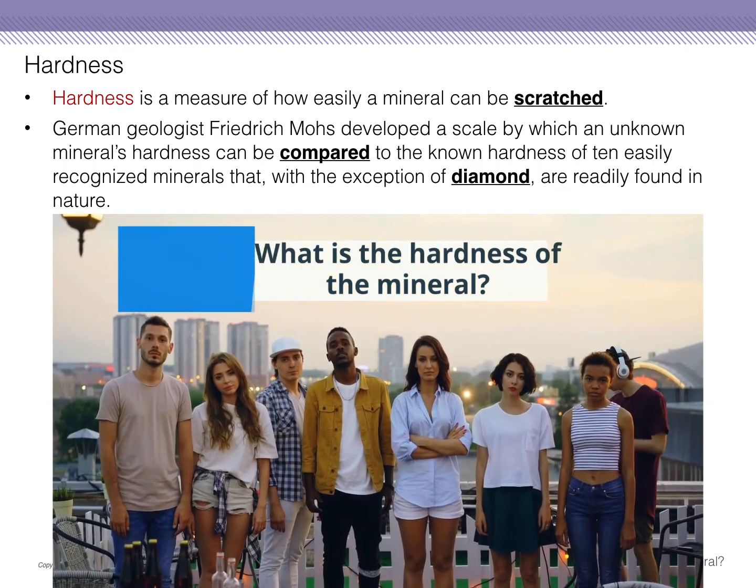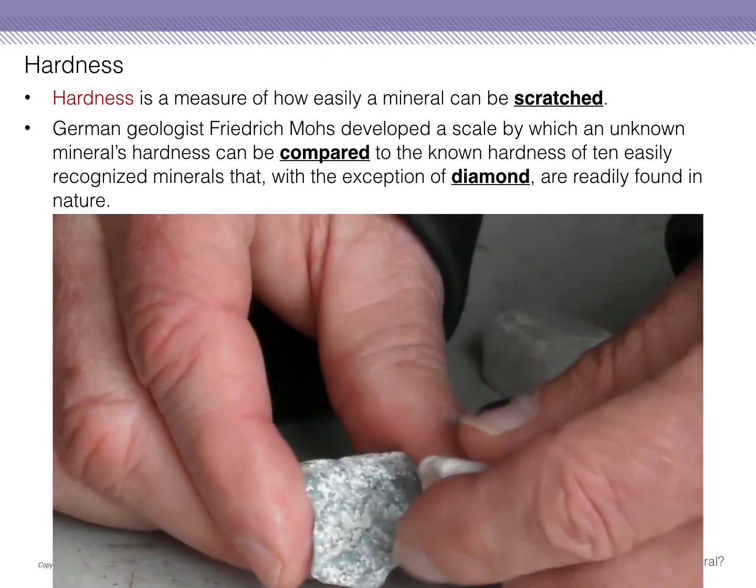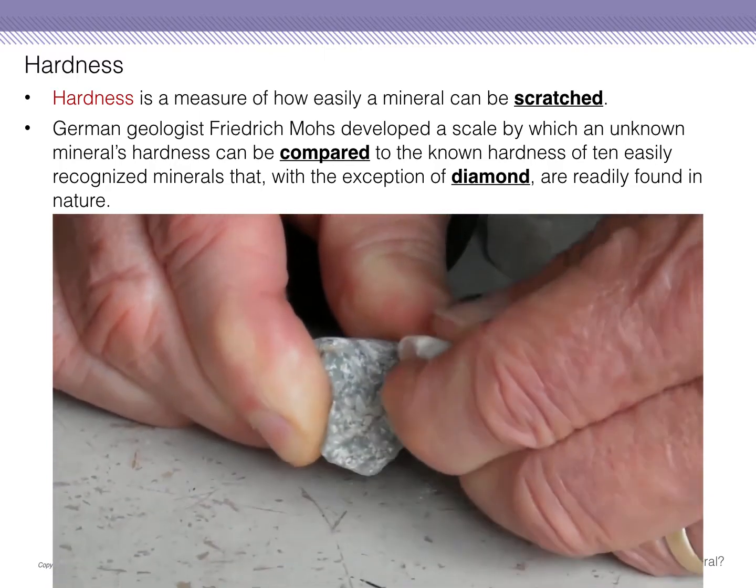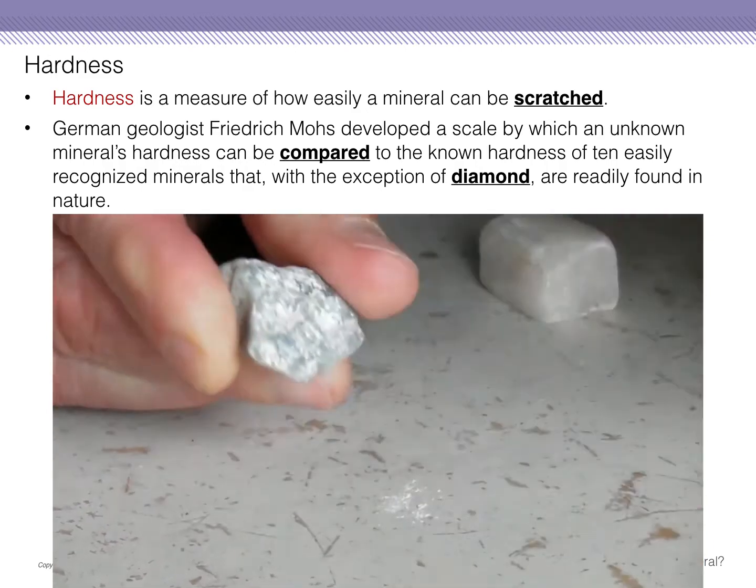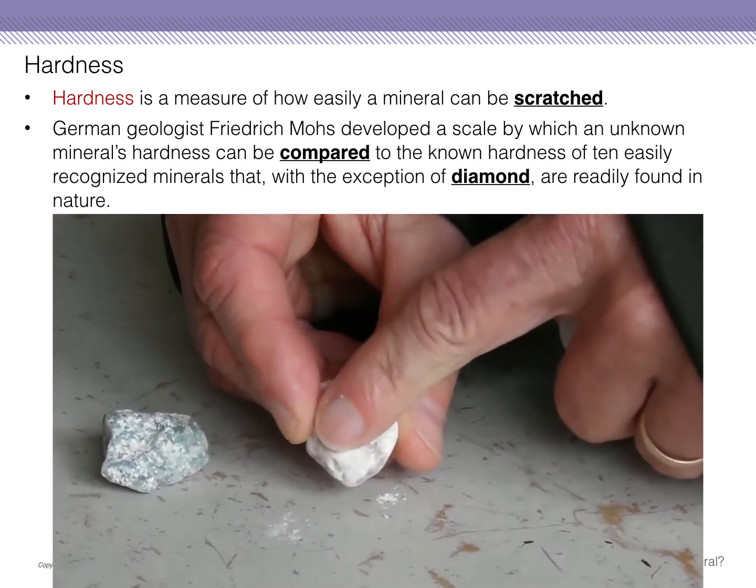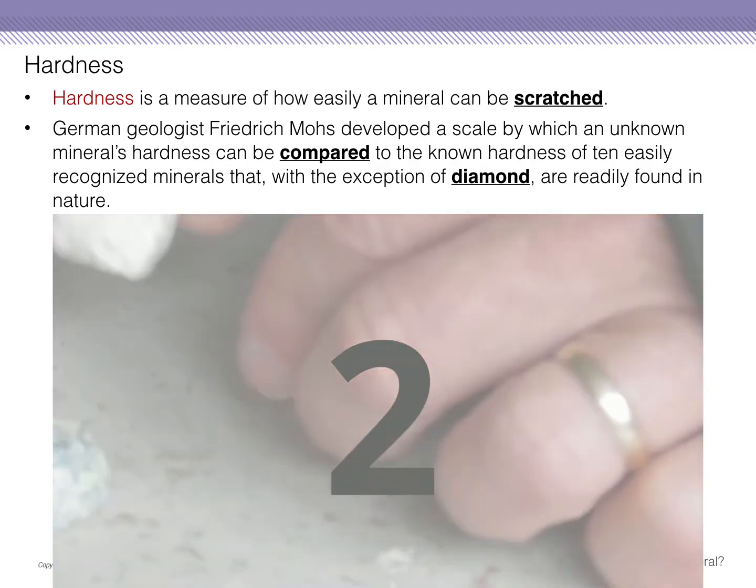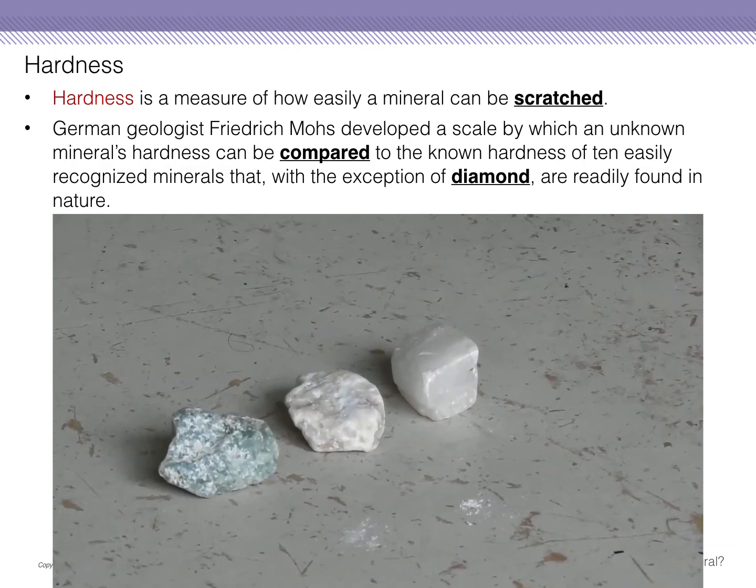Let's determine the hardness of this mineral. First, it can scratch talc, which I know is at 1, so it's greater than 1. But it can be scratched by calcite, which has a hardness of 3. So it has a hardness of 2. This fact helps me identify the mineral using a simple chart as gypsum.